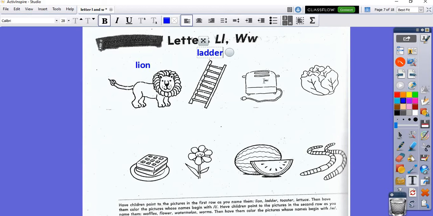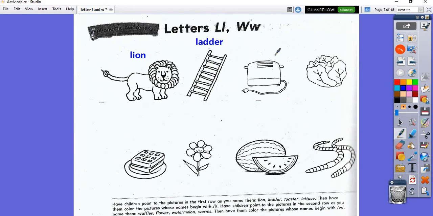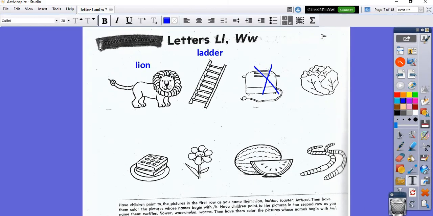Toaster. Toaster starting with letter W? No. Is this starting with letter L? No. Now we are going to put here X. We will not write the spelling for this. Now next we have lettuce. Lettuce.